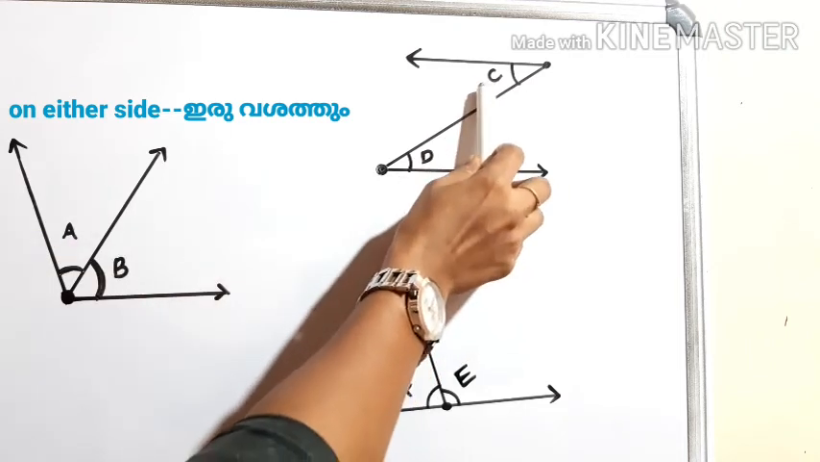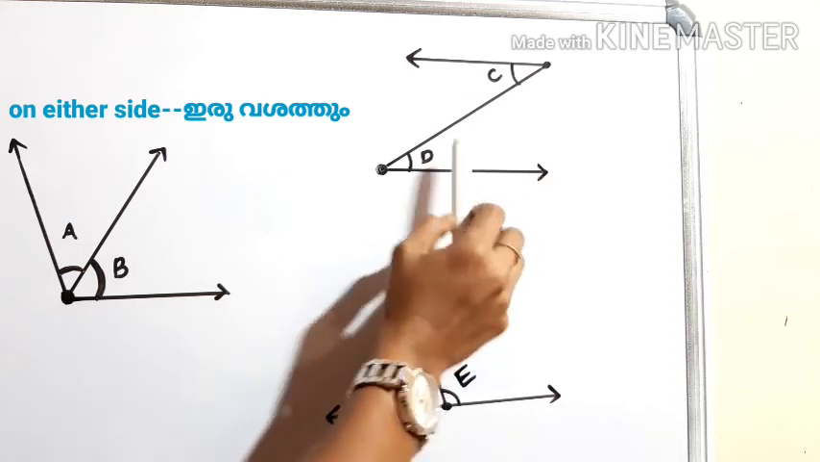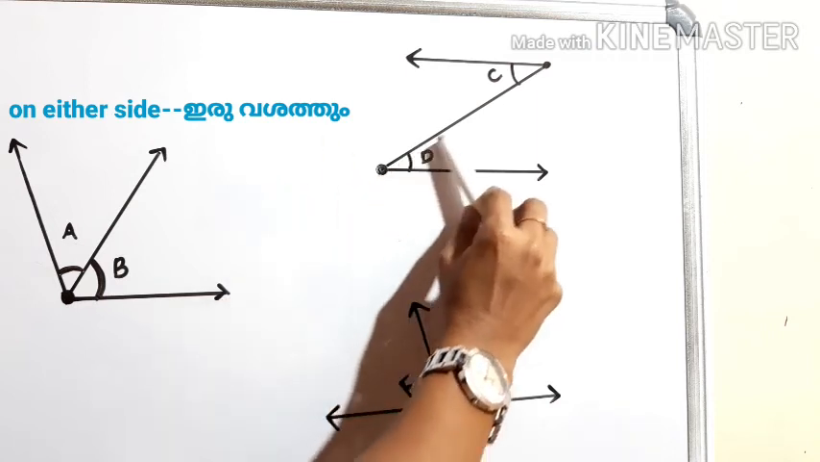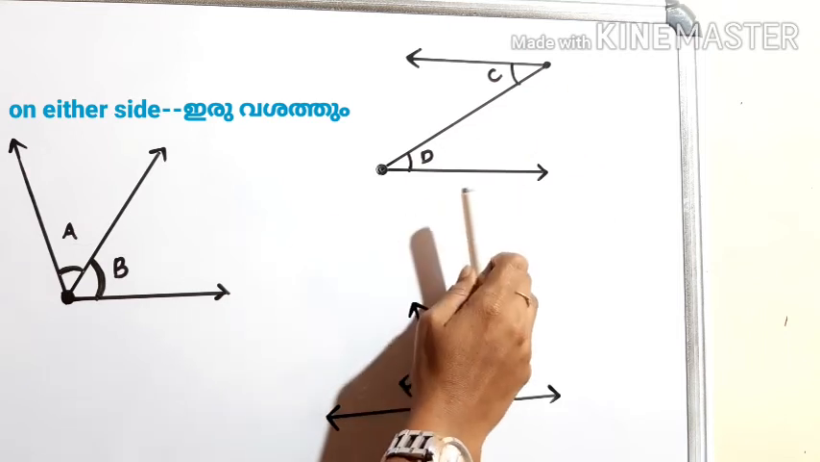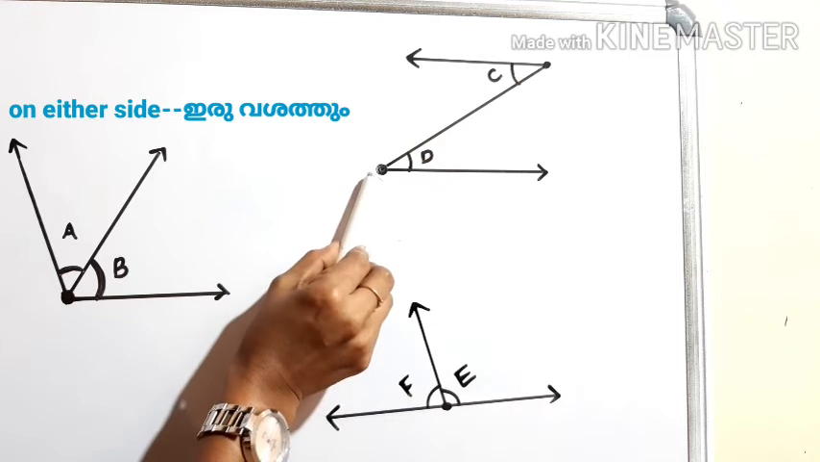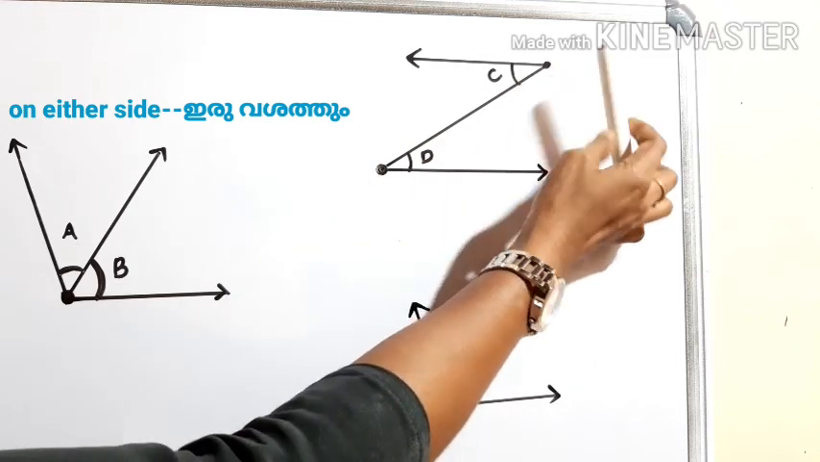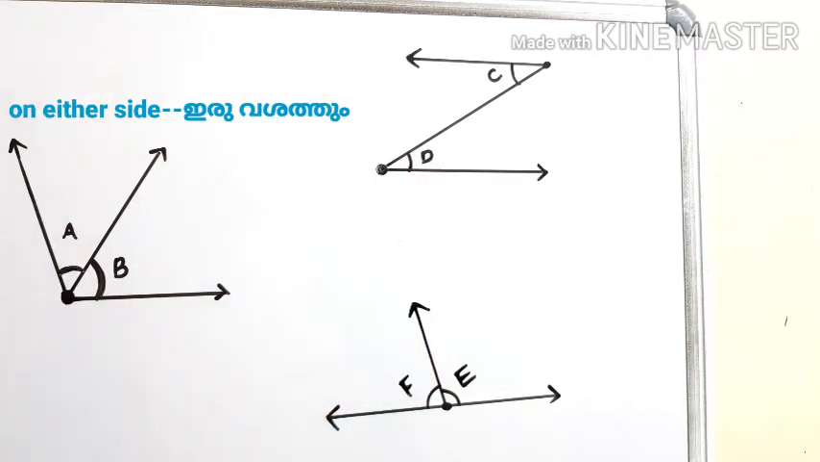What about angle C and angle D? Adjacent angles or not? See children, here we can see common arm, but there is no common vertex. Vertex of angle D represents this point. Vertex of angle C represents this one, right? So angle C, angle D are not adjacent angles.